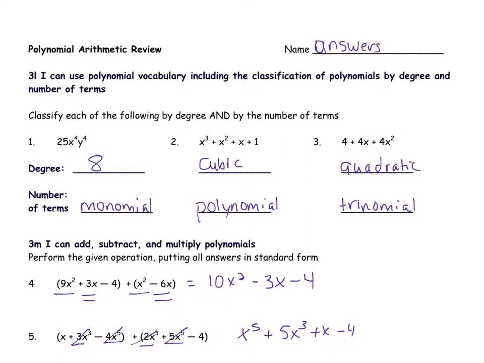It's a little bit of a different situation when you have a term that has more than one variable. If there's more than one variable, then you need to add the exponents to get the degree. When you're classifying by the number of terms, remember mono means 1, bi means 2, tri means 3, poly means many. So if you can say something more specific, please do, but if it's more than 3, you can just say polynomial. You also need to know for this standard how to put something in standard form.